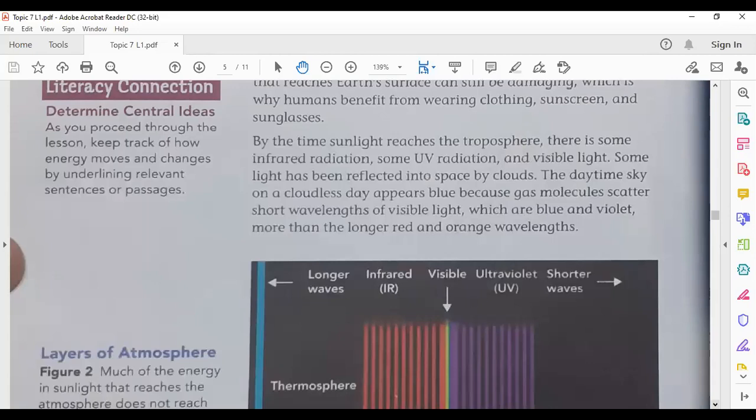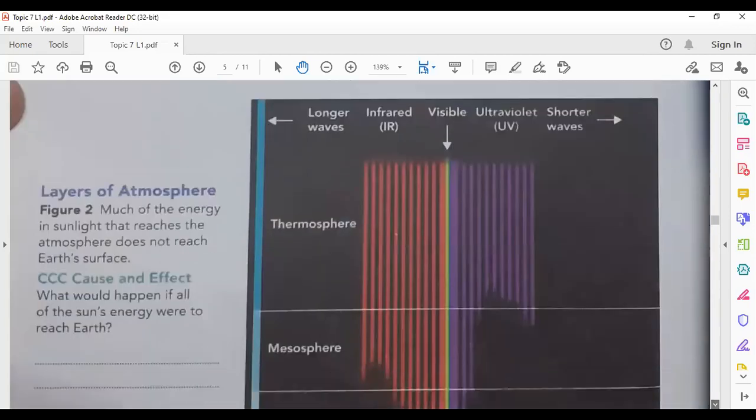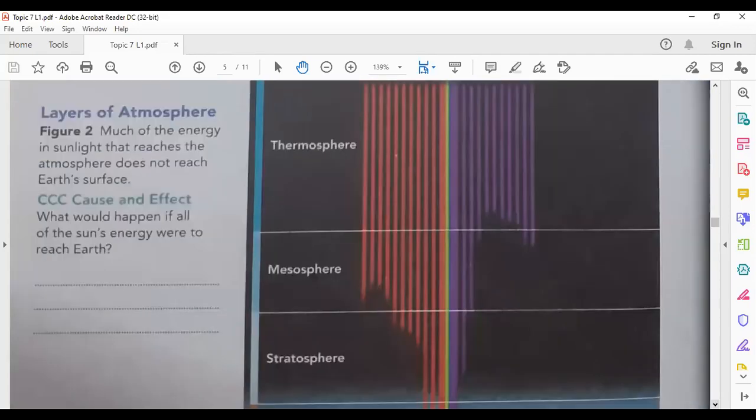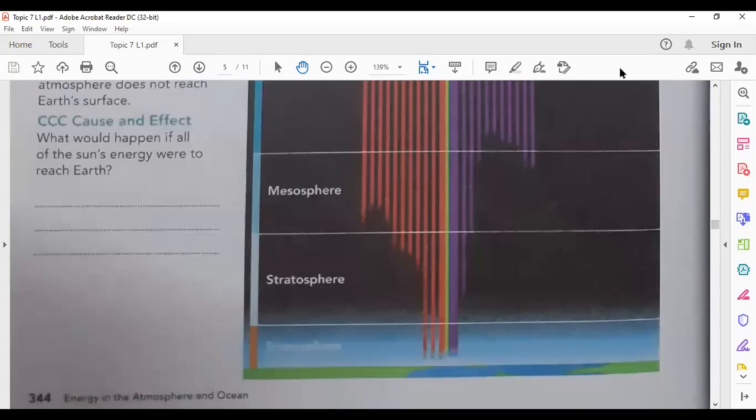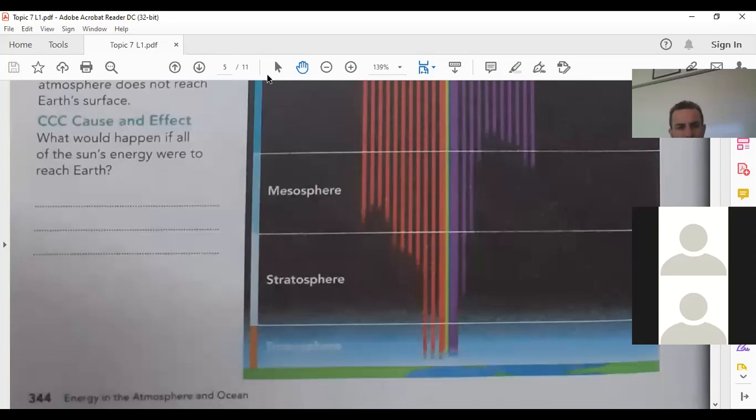Now, today, where is the ozone? In which layer? Is it in the stratosphere? Where? In the stratosphere. Yes.